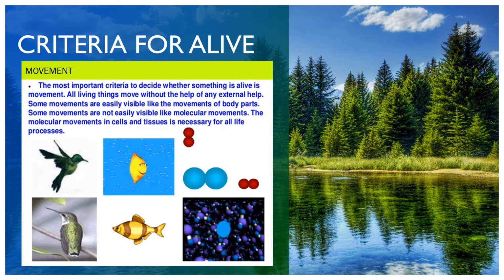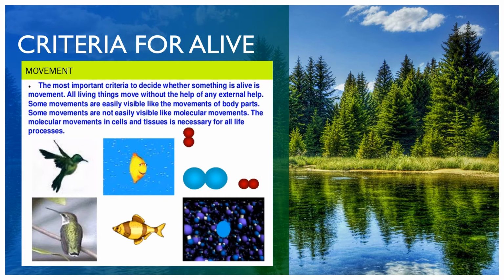So yeah, criteria for alive. What is the basic criteria that something is alive? The most important criteria to decide whether something is alive is movement. Okay, where there is movement, there is life. All living things move without the help of any external help. Some movements are easily visible, like movements of body parts. You can easily see how your leg moves, how your hand moves, okay? But some movements are not easily visible, like molecular movements.